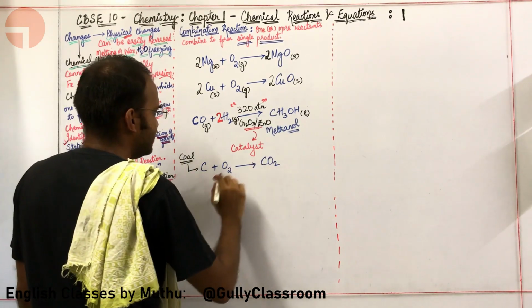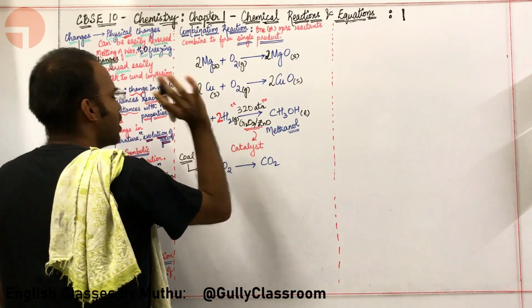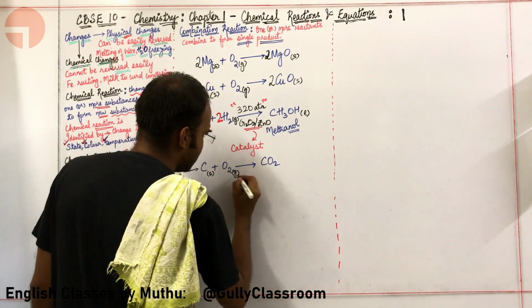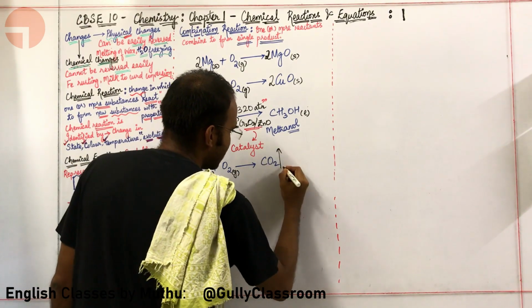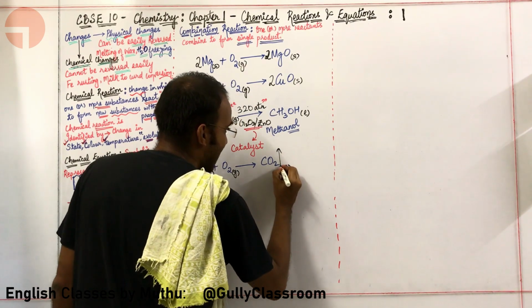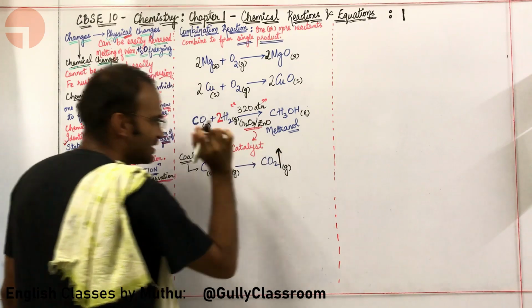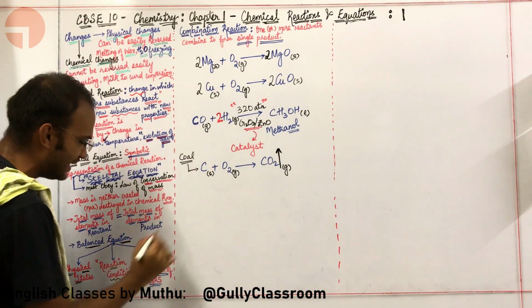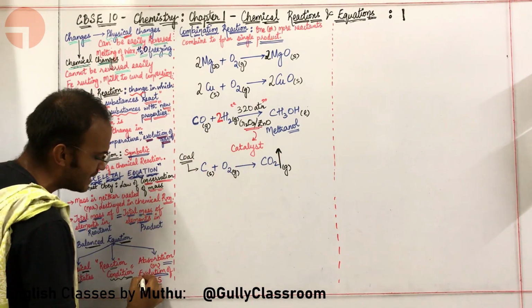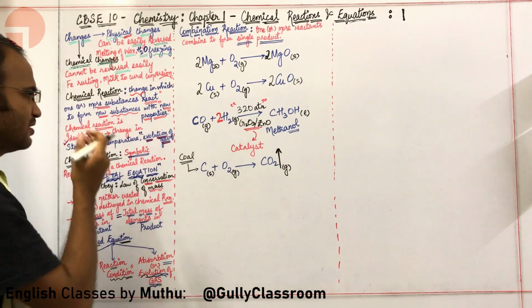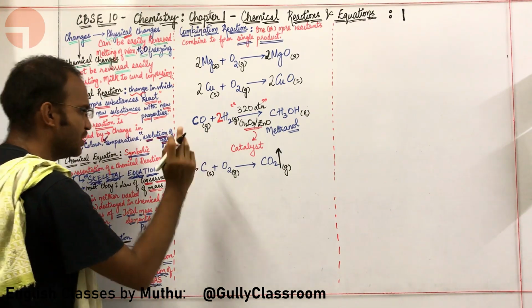Okay sir, what next? Burning of coal is a combination reaction. Here coal is in solid form, oxygen is in gaseous form, carbon dioxide is in gaseous form, and it is evolved outside, hence this arrow mark. Are you able to understand the meaning of this arrow mark? Here the arrow mark represents evolution of gas. Okay sir, this is burning of coal.